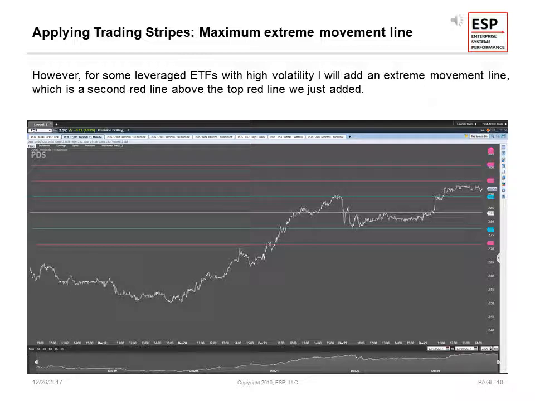Now sometimes for leverage ETFs with high volatility, I'll add an extreme movement line, which is a second red line above the top red line we just added. You can add a third one, you can even add them below if you would like, but I just generally add one.